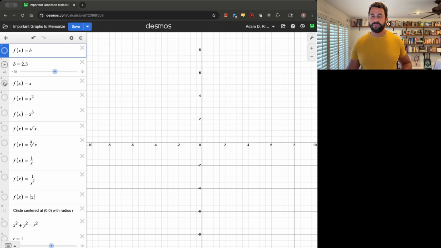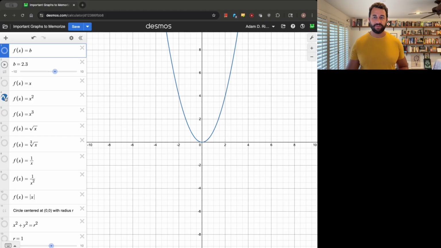Next, one of everyone's favorites, good old f of x equals x. This is the diagonal line. This has the formula x. We actually call this the identity function, because you put x in and the output is just x again. So this is like the function that doesn't really do anything. It just spits out the thing that you put into it. So if x is 2, the output is 2. If x is 4, the output is 4. Same thing.